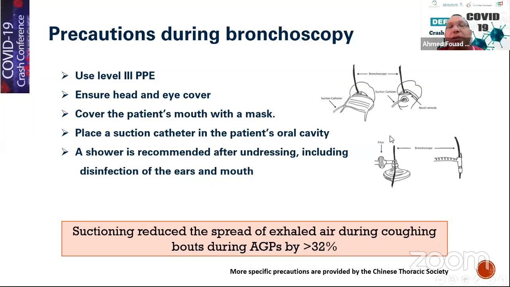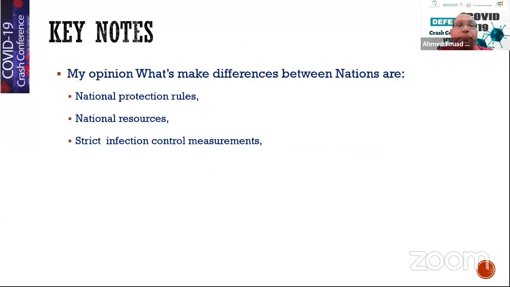So continuous, not intermittent. And have a surgical mask, cover the patient with the surgical mask. Place the suction catheter, keep it continuously, and a shower is recommended, of course, for the staff. So this is the precaution for bronchoscope. And as we have mentioned earlier, it's better to be avoided as much as you can. Right? So the keynote, I think, is my opinion.